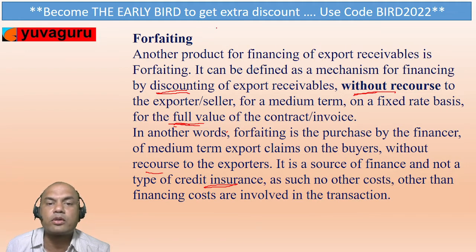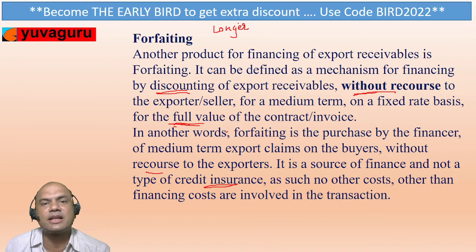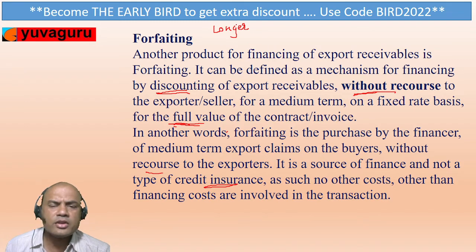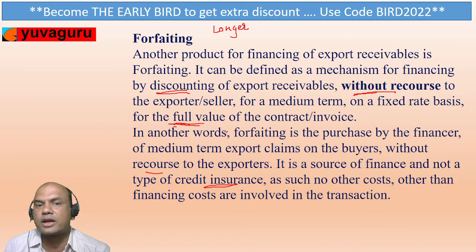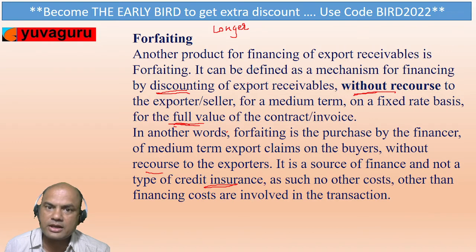Forfeiting is generally for a longer period, and factoring is generally for commercial transactions. Commercial means 3 month transactions, like we have in collections and LCs, 90-day transactions. Forfeiting is generally for longer, like turnkey projects, so long-term projects. So the 3 points which separate forfeiting from factoring are: firstly longer period, second without recourse, third full value. Got this point clear?